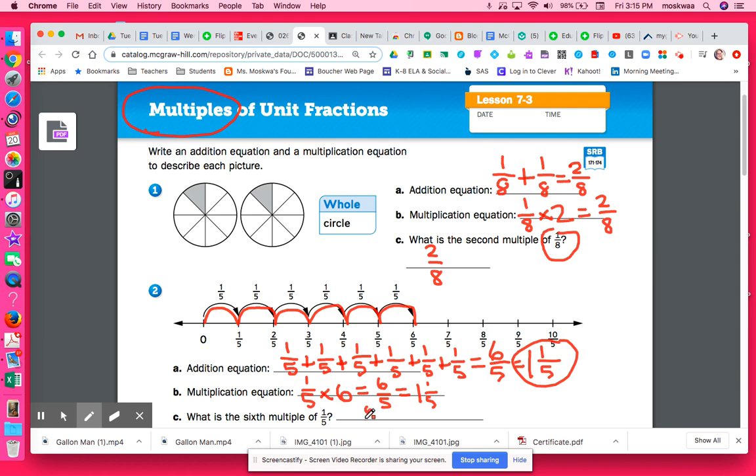So 6, I hope my space doesn't run out. Fifths. It's under there, trust me, 6/5.